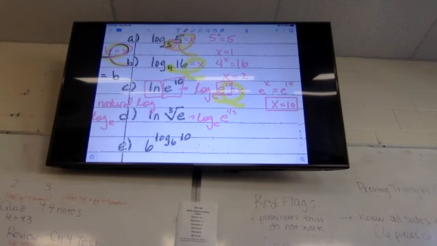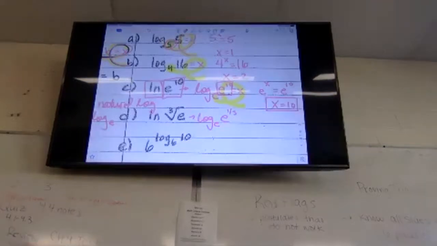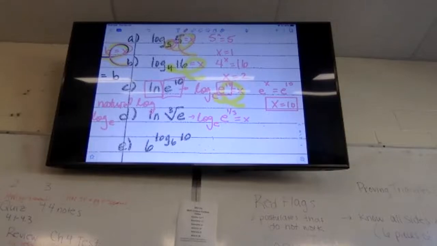The 1/3. So the fraction is what makes it a radical. So I've got log base e of e to the 1/3 equals x, and then I can log roll that around. E to the x equals e to the 1/3, so x equals 1/3.